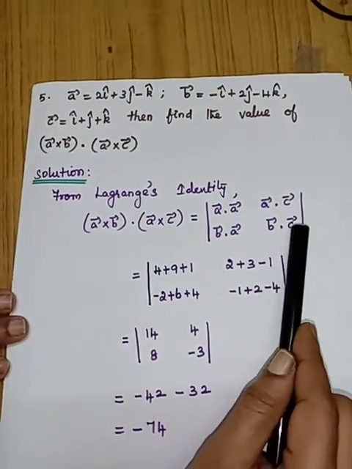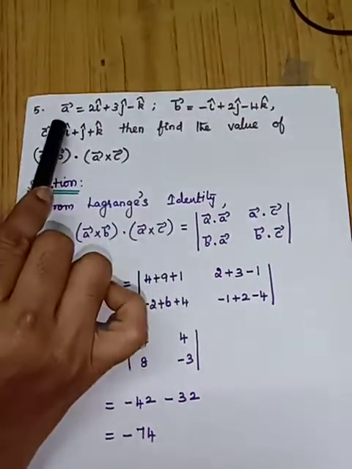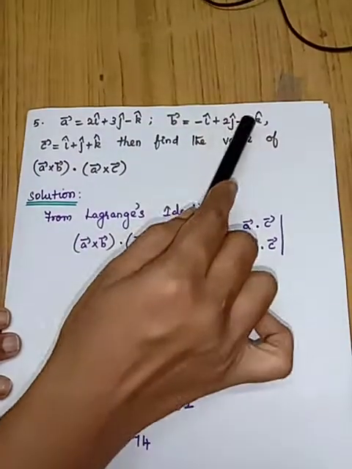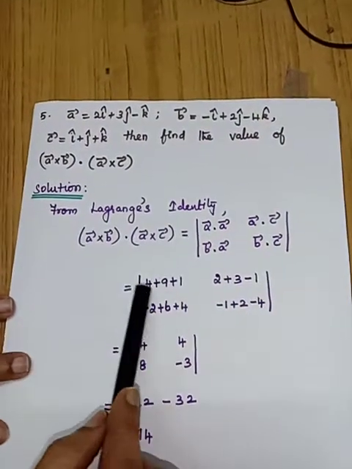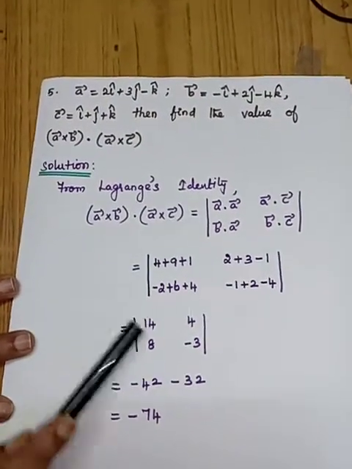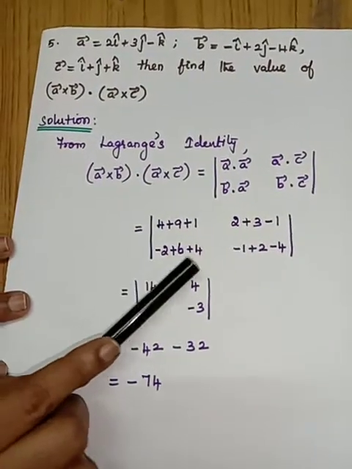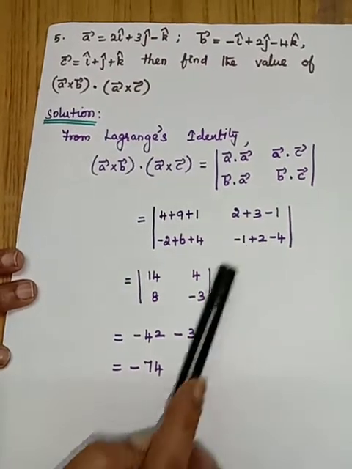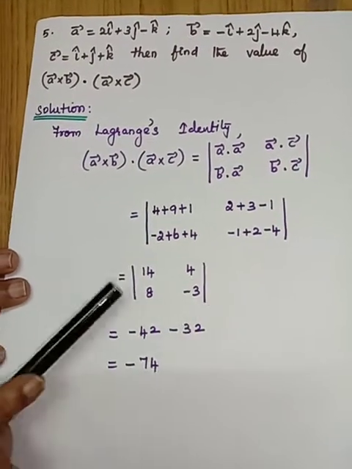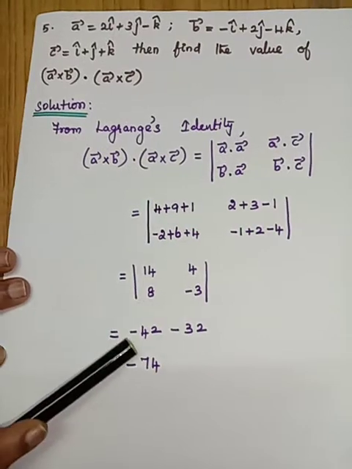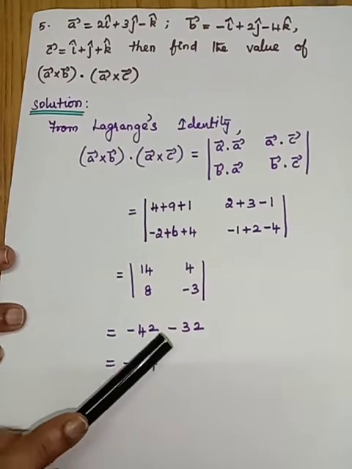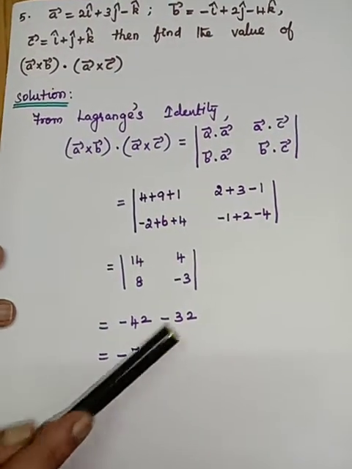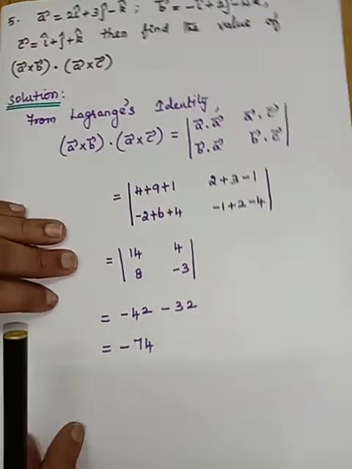Here you are having B dot C. So minus 1 into 1, that is minus 1. 2 into 1 plus 2. Minus 4 into 1 is minus 4. So when you are calculating, the term is 14. Here you are having 4. Here 10 minus 2 is 8. Here minus 1 minus 4 is minus 5. Minus 5 plus 2 is minus 3. It's a determinant. How to evaluate? 14 into minus 3, that is minus 42. So here you have to write minus, then you have to multiply 8 into 4, that is 32. So your answer is minus 74.